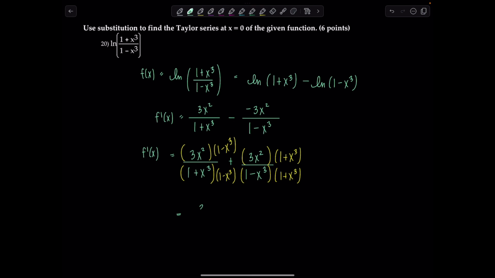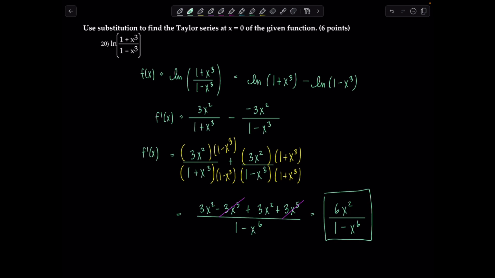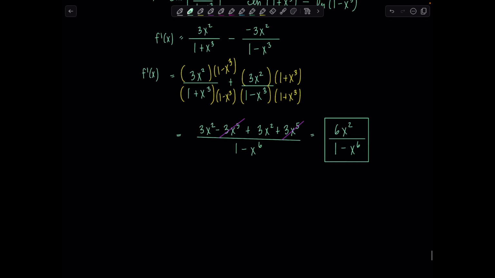So we'll have 3x squared minus 3x to the 5th plus 3x squared plus 3x to the 5th over, and then 1 minus x cubed times 1 plus x cubed is going to give me 1 minus x to the 6th, right? Because it's a difference of squares. All right, and then 3x to the 5th cancels out. So now I just have 6x squared over 1 minus x to the 6th. Oh, this is going to be easy peasy to find a power series for. So remember, 1 over 1 minus x is the sum, n equals 0 to infinity, x to the n. Start off just focusing on this x to the 6th.